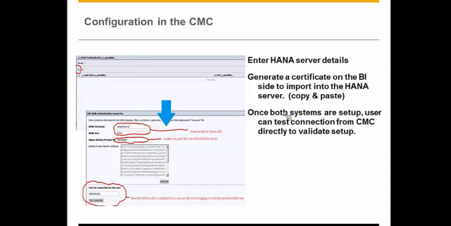Okay, we'll go back to the CMC. Here's an example of setting up the HANA SAML certificate. Generate the certificate on the BI side, import it into HANA. Copy and paste. Once both systems are set up, the user can test the connection in the CMC, and then they can also go into a tool like IDT and create connections and test there as well.